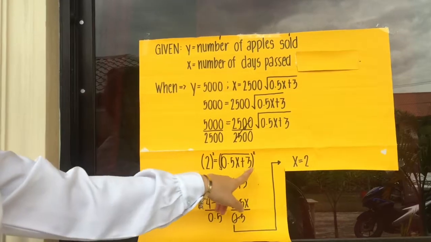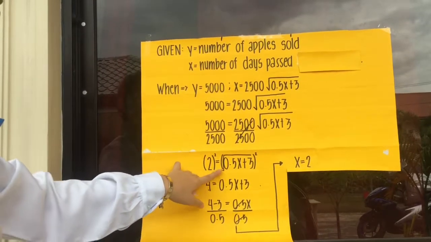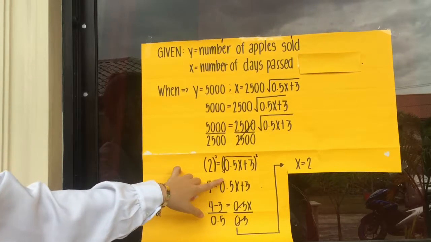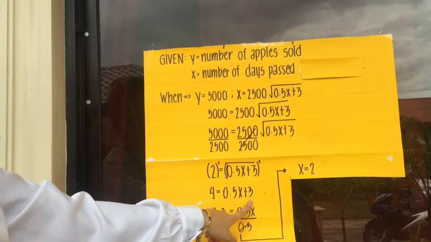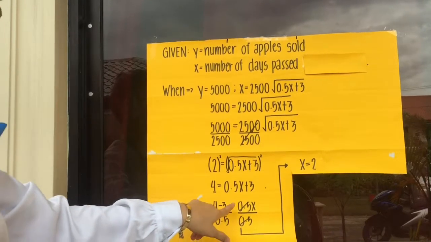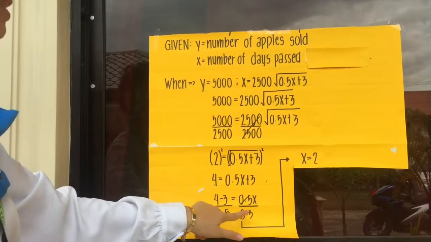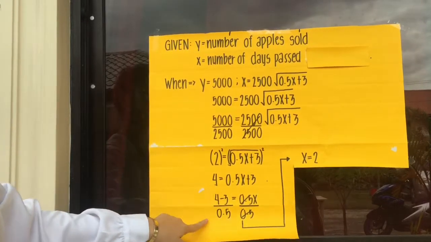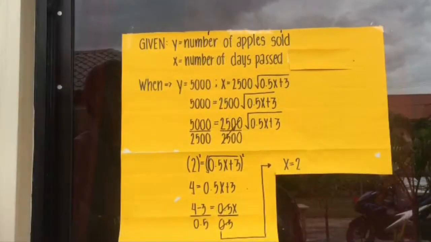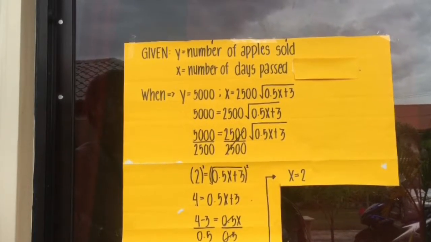We square both sides to remove the square root. So 2 squared is equal to 4, and the square root of 0.5x plus 3, squared, is equal to 0.5x plus 3. So we transfer 3 here, so 4 minus 3 is equal to 1. We divide both sides by 0.5. So we cancel this, and 1 divided by 0.5 is equal to 2. So therefore, it will take 2 days to sell the 5,000 apples.